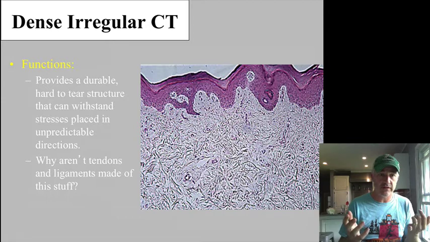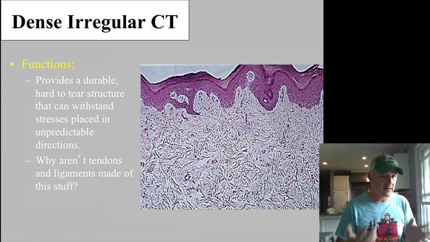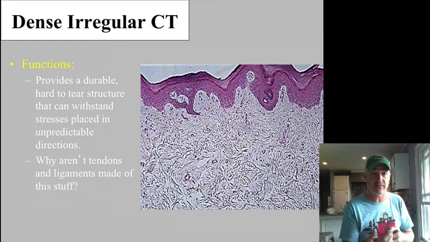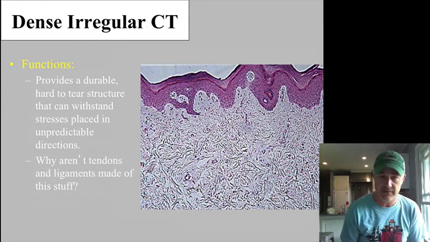Again, really good at resisting tearing in those unpredictable directions. Ligaments and tendons aren't made of this because they are always going to pull in one direction, and if it was all different directions, they would not have as much flexibility, so you wouldn't have as wide a range of movement. So we don't do that.